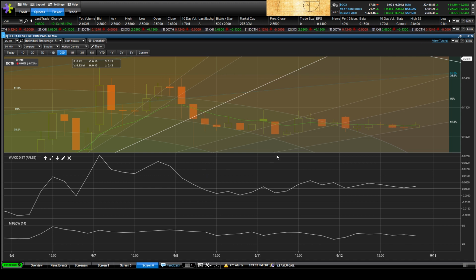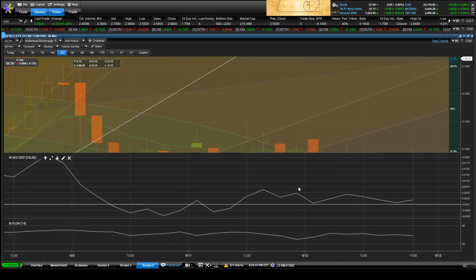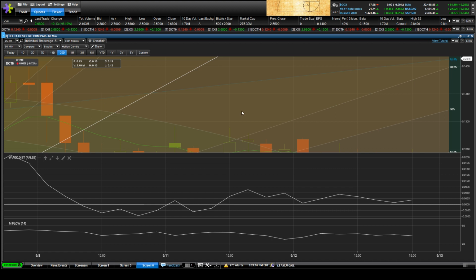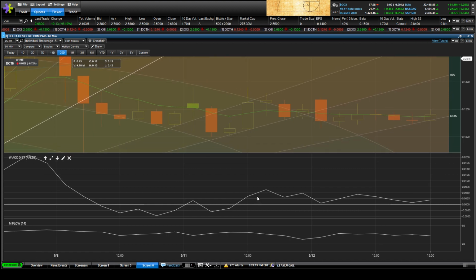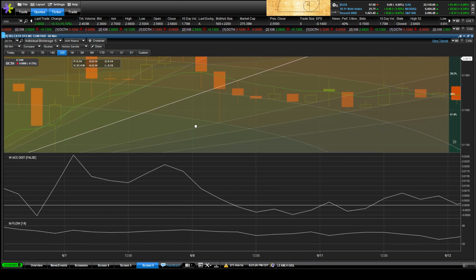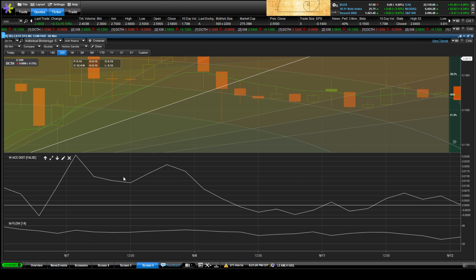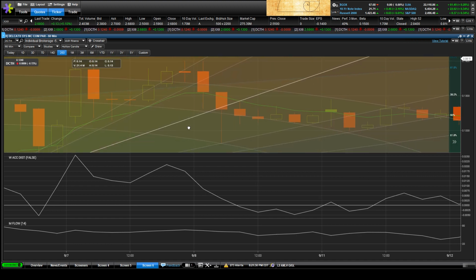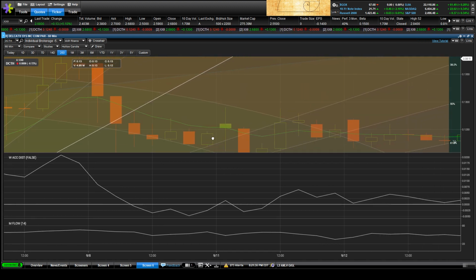But anyway, as you can see here, we did have distribution here on the 8th and the 9th. But when we come back to noon on the 11th, we start to get a lot more accumulation than we had previously. And even here, look at this. Accumulation. Lots of it. And the price was actually reflecting it a bit, so that's okay there.